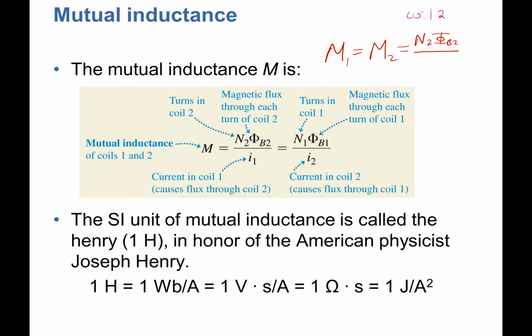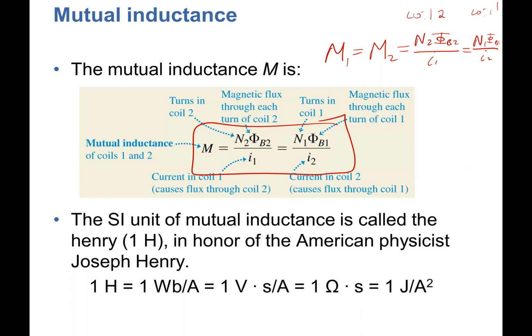And remember that what you get here is due to the current in wire 1. The current is written in lowercase because we can assume it's a changing current. So if the current is changing, then there will be a change in flux. In a similar way, you can look at coil 1 and say, the number of turns in coil 1 times the flux in coil 1, divided by the current 2. That's what we get over there.